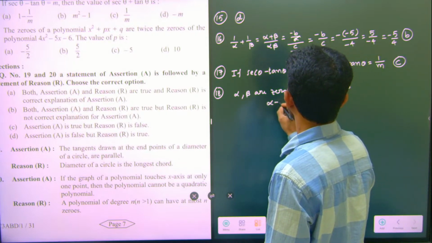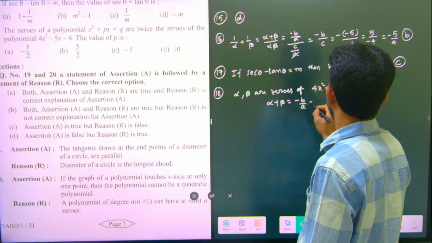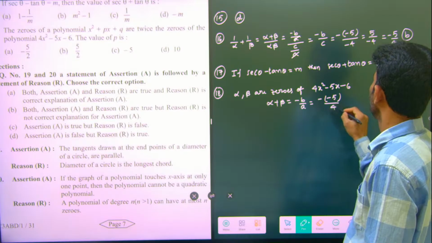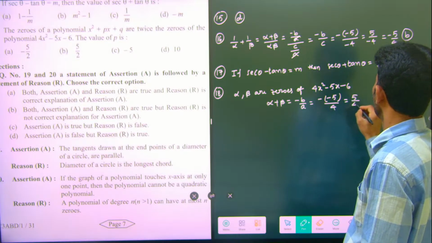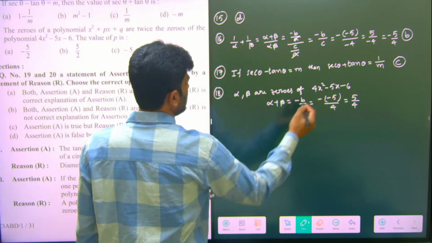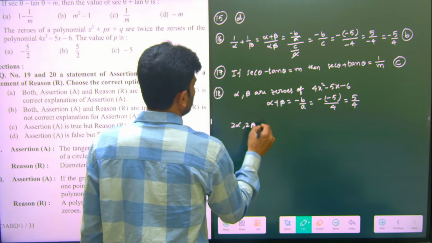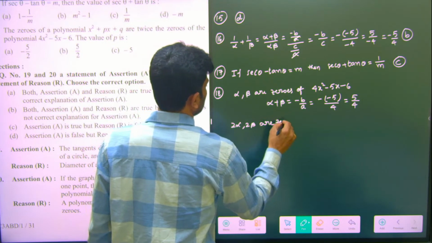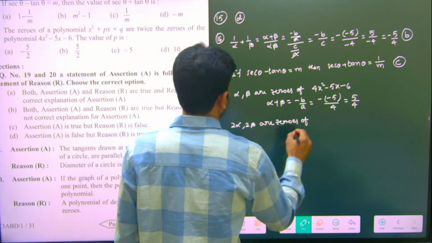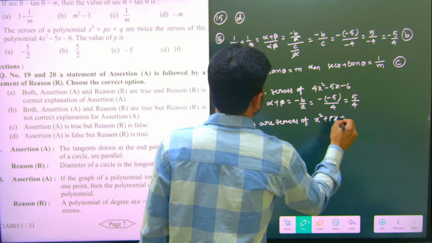So find out here alpha plus beta. Alpha plus beta is equal to minus b by a. So here, minus of minus 5 by 4, so it is 5 by 4. Okay. Now if alpha comma beta are zeros of this, then 2 alpha comma 2 beta will be zeros of x square plus px plus q.